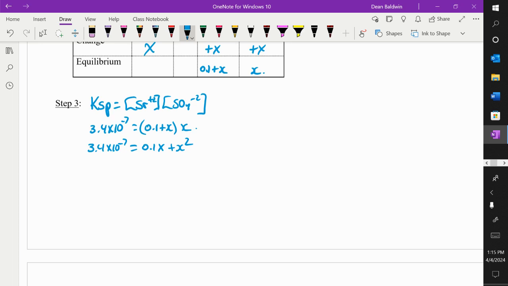But let's think about this for a sec here. This is the part that's messing us up. Do we agree with that? This little thing right here. This 0.1 messes everything up, right? Because that's why you generate this, which is a quadratic. You can't just solve that normally. So chemists go, okay, 0.1 plus X. You can just watch this. You don't have to write this down.